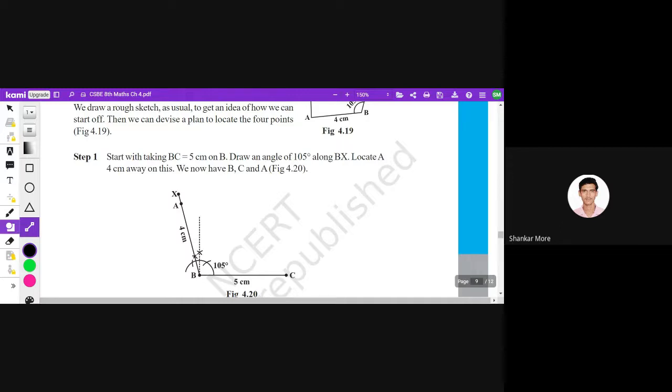ठीक है? So अभी point B से take angle of 105 and again draw AB of 4 centimeter. एंगल 105 लेना है और AB draw कर लेना है 4 centimeter का. ठीक है? So I think ABC is ready for everyone. AB is equal to 4 centimeter, BC is equal to 5 centimeter and angle B is 105. ठीक है, यहां तक है सब लोग? Everyone is with me?